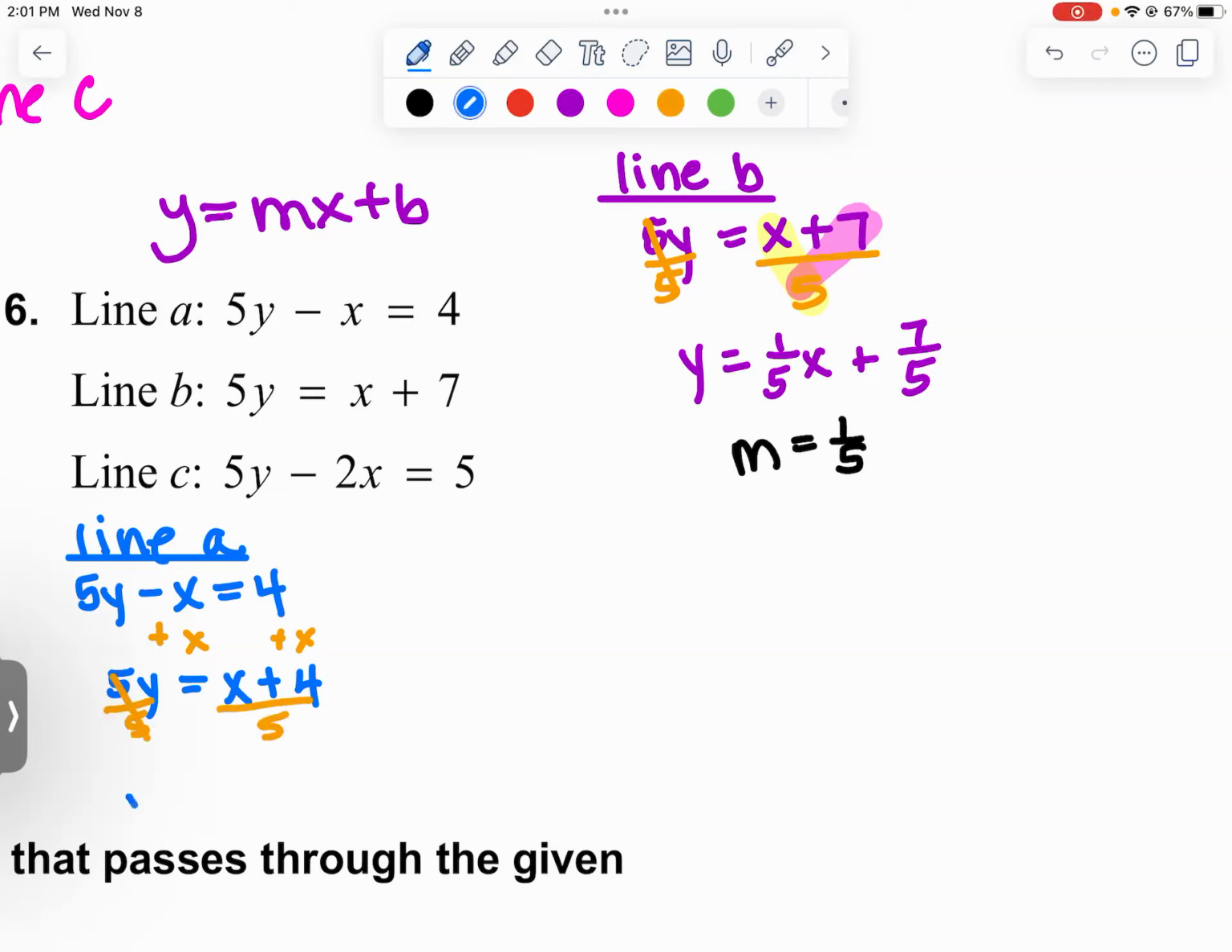Okay, so same kind of thing. We have y. I'm going to take x over 5 and write it as 1/5 x. And I'm going to take plus 4 over 5 and just leave it as 4 over 5. What's our slope? Ooh, our slope here is 1 over 5. Awesome. Okay, let's do the same thing for line C. I'm going to give you 60 seconds to do that same thing with line C.